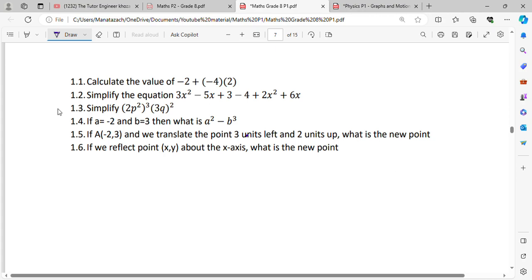We are continuing today with grade 8 algebra, which is part of paper 1. So let's start with today's lesson. Calculate the value of this expression.